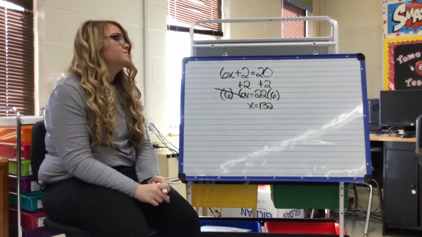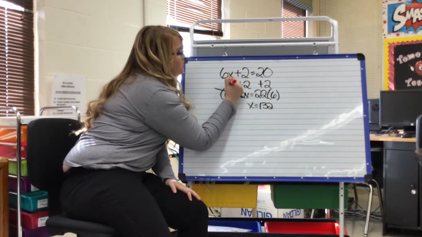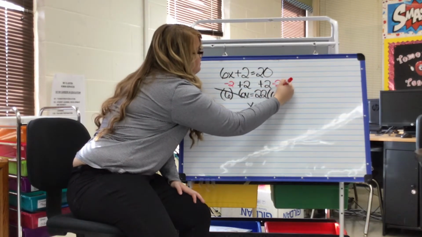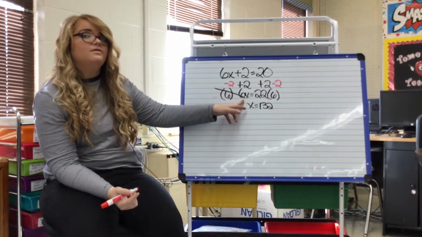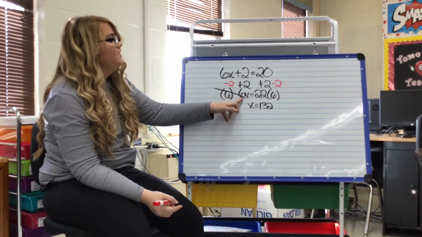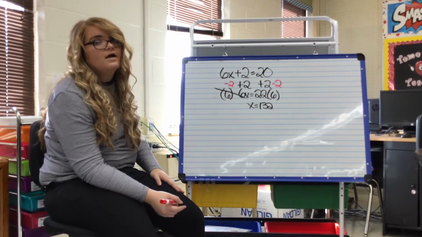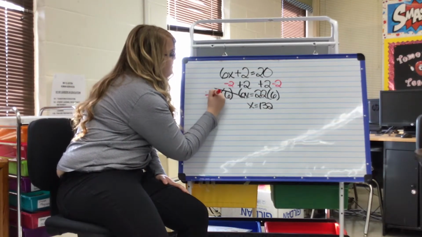Well, I wasn't supposed to add 2. I was supposed to subtract 2. So I should have subtracted 2 on each side. And then down here, I did the same thing I did on one-step equations, which was I was supposed to do what instead of multiply? I was supposed to divide. So I should have divided by 6.